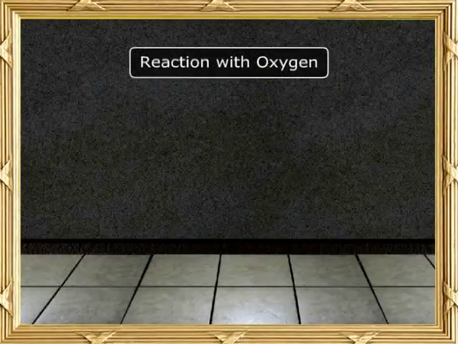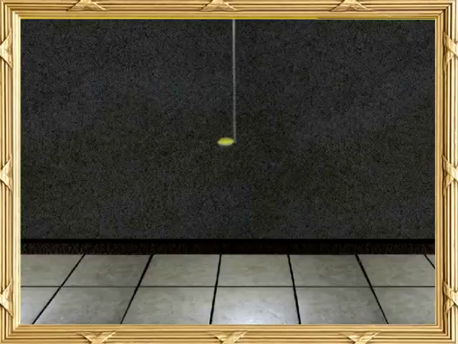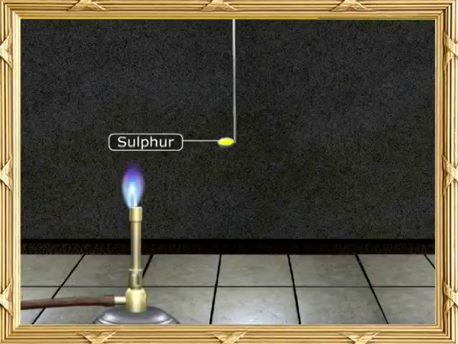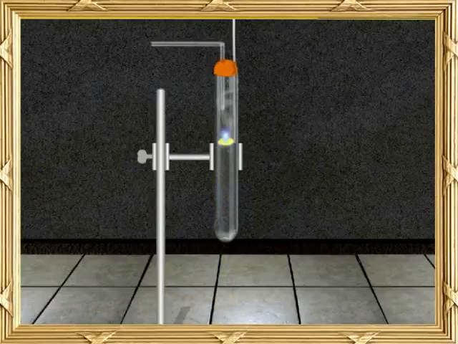Now let's learn about the chemical properties of sulfur. But to know this, we must go to the chemistry lab and do some more experiments. Reaction with oxygen. See a deflagrating spoon. Take a pinch of sulfur in the spoon. Now let's burn it. Wow, it's burning with a blue flame. Look, it's forming a colorless gas.